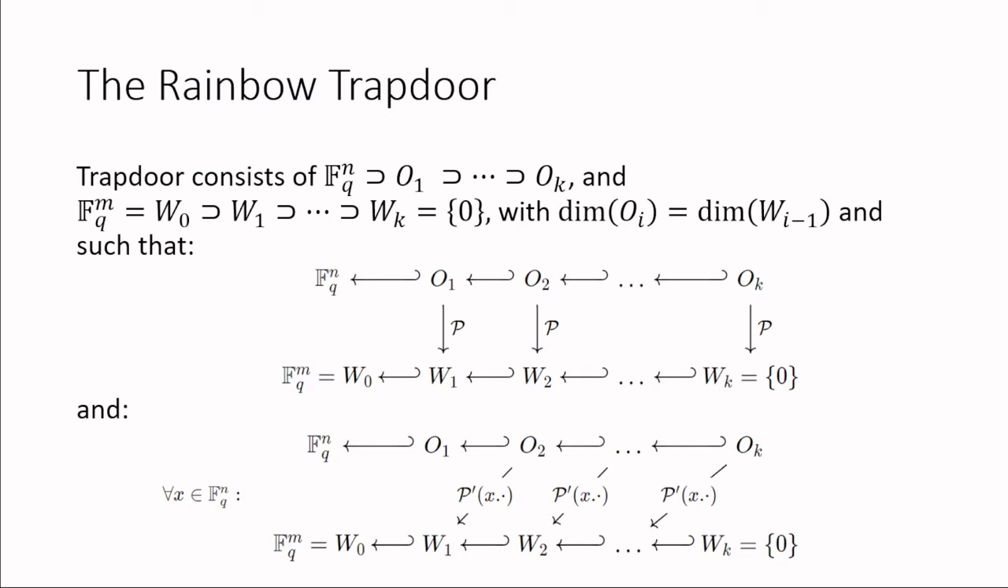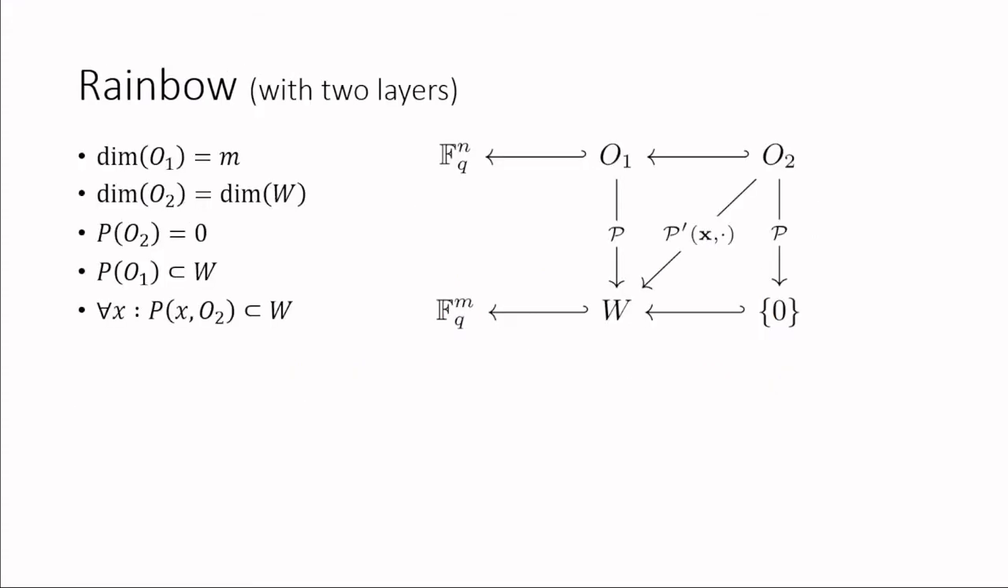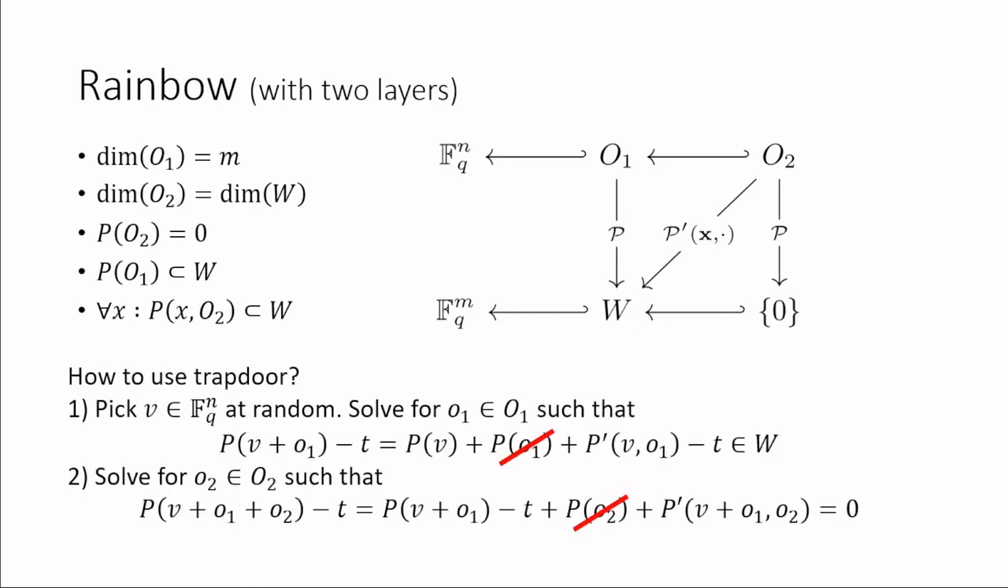So it turns out that if you know this trapdoor structure, then you can efficiently find preimages for your map P. I'm just going to explain how to do that in the case that K equals 2, because this is simpler, but also because this is what the parameters for the NIST submission use. So in case K equals 2, you just have two O spaces, O1 and O2, and there's one W space. And we know that our map P sends O1 into W, P vanishes on O2, and for every vector x, we know that this differential maps O2 into W. And if you know all these things, then it's easy to find a preimage.